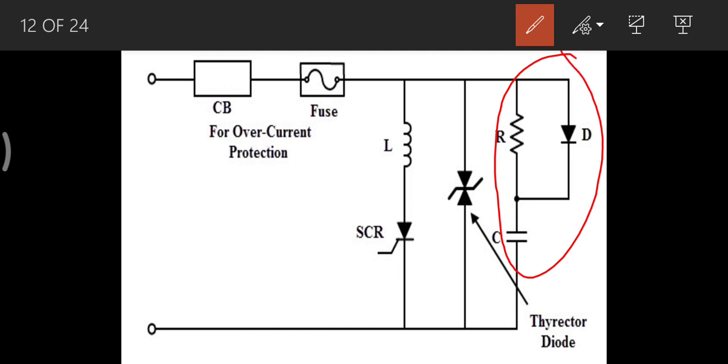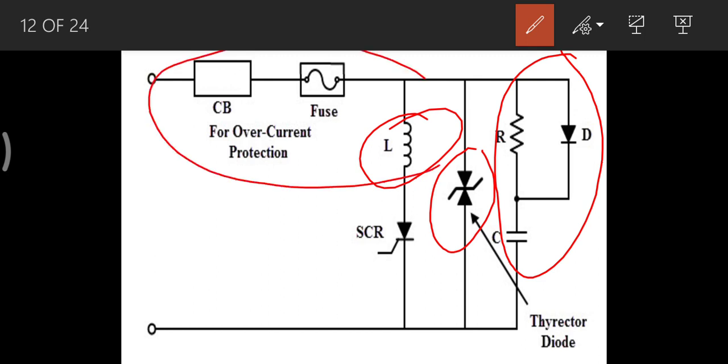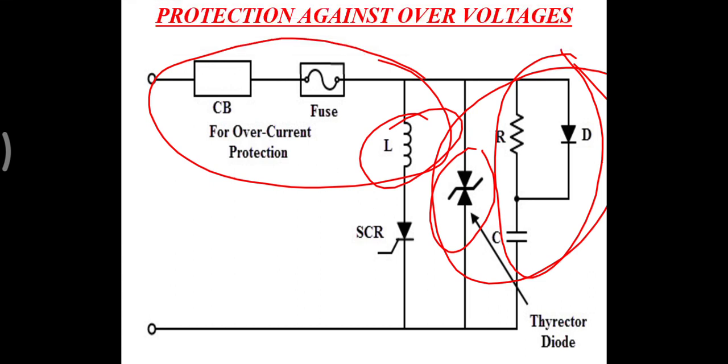This is the snubber circuit and this is the thyrector diode. An inductor is also provided in series with the SCR to protect the SCR from overcurrents. So these three are related to the overcurrent protection scheme. This is related to the overvoltage protection scheme. So this is about overvoltage protection.